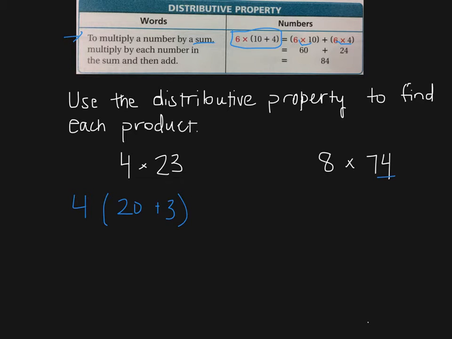Okay, so when I'm using my distributive property, I'm going to distribute, remember our little saying, Grandma distributes gifts to each grandchild. So I'm going to distribute the 4 to the 20, and remember there's a multiplication sign in here that is implied. It's not there, but we just know when there's a number next to a parenthesis, it means multiply. So 4 times 20, and then I'm going to bring down my sign, plus. Now I need to distribute the 4 to the 3, so I'm going to do 4 times 3.